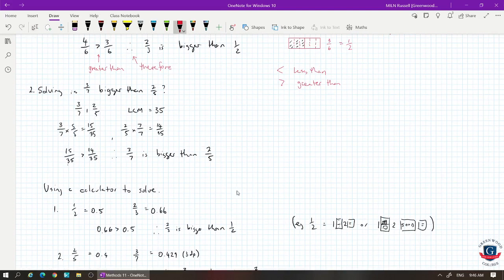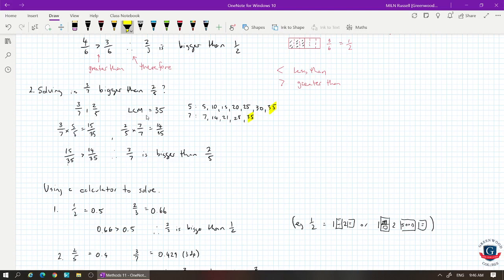Over here I've written that LCM, the lowest common multiple, is 35. Let's just check that because I've just said it, but I haven't shown it. So 5, 10, 15, 20, 25, 30, 35, and 7, 14, 21, 28, 35. You can see that the lowest common multiple, the first number that exists in both lists, is 35. So we're going to try and make denominators of 35 so we can compare the numerators.